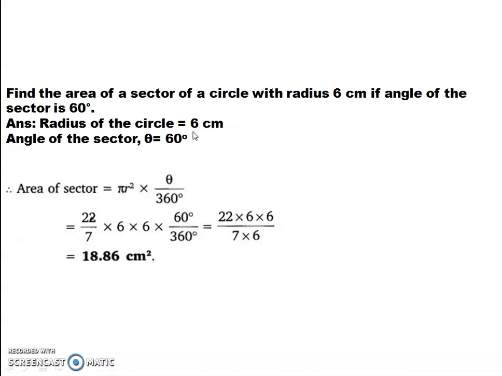Here r is 6 centimeter, theta is 60 degree. So after substituting the values, pi 22 by 7, r is 6 centimeter, theta equal to 60 degree, you will get the answer as 18.86 centimeter square. So once again, area of the sector of a circle is equal to theta by 360 degree into pi r square.